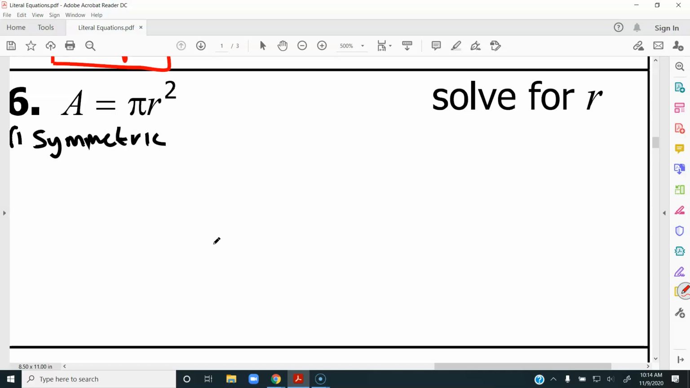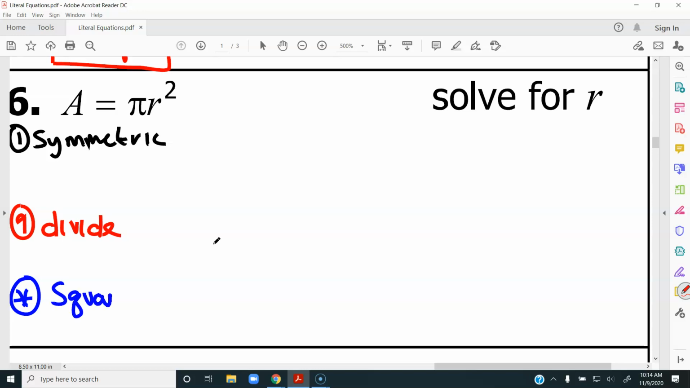Then we're going to do step 1. Then we're going to do step 9 and divide. But then we have this extra step, and we'll just make it a star step. And this extra step is that we are going to use a square root.